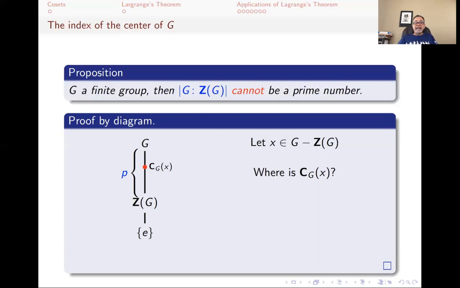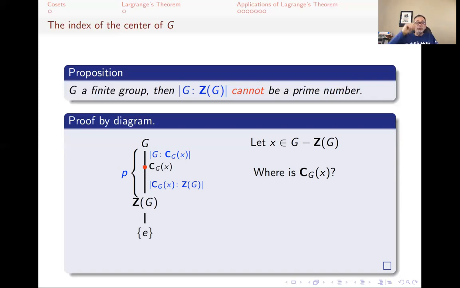So this says that if I look at the index of the centralizer in G, and the index of the center in the centralizer, their product has to be the index of the center in G, which is that prime number. But prime numbers don't factor. So I can't have this factorization. There is nothing between the center and G. The center is what we call a maximal subgroup. If the index is a prime number, then that subgroup has got to be a maximal subgroup.